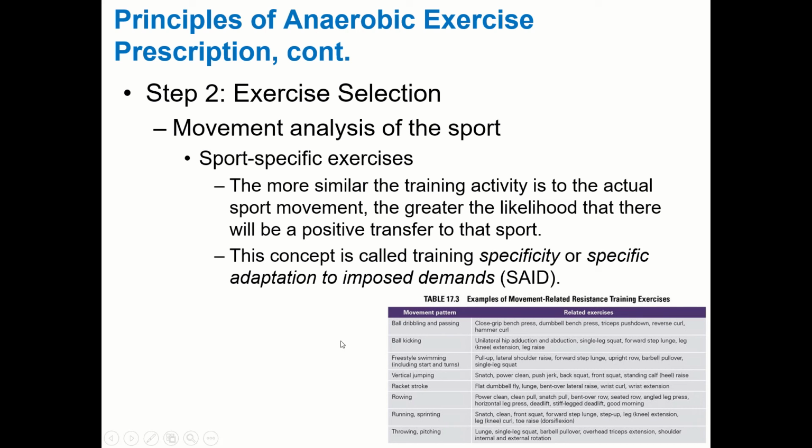So one of the things, there's a question in the quiz bank about this, so be familiar with this acronym because it's something you'll see a lot. So the SAID principle is specific adaptation to imposed demands. The idea is that the body responds to the demands placed on it.